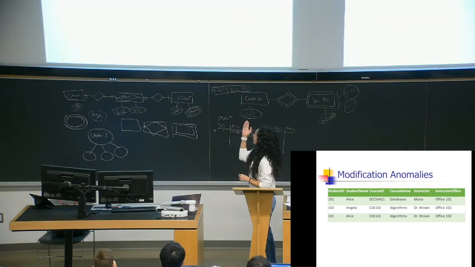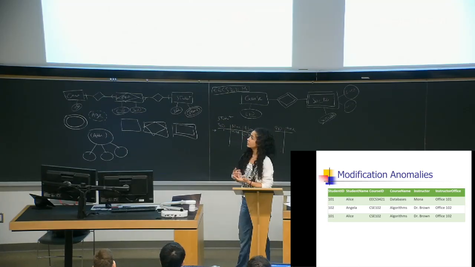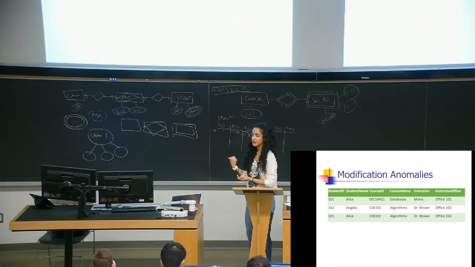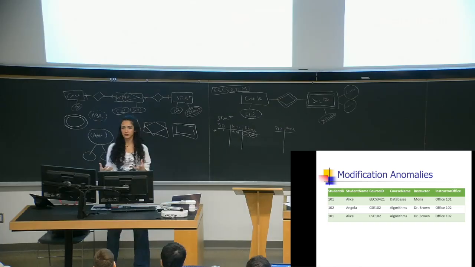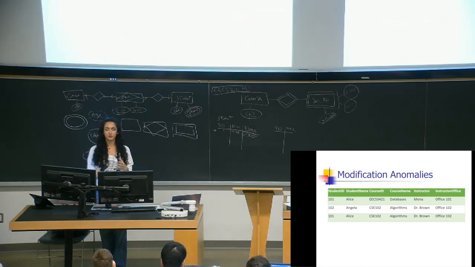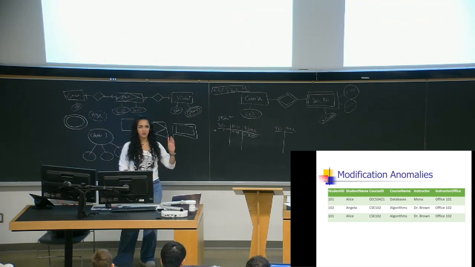Now here we are storing student information, course information, and instructor information all in one table. Now, can you think of possible issues if later you want to, for example, insert new data into your tables, update some information, or delete some information? In terms of insert, update, delete, what kind of anomalies can we have? Yes.